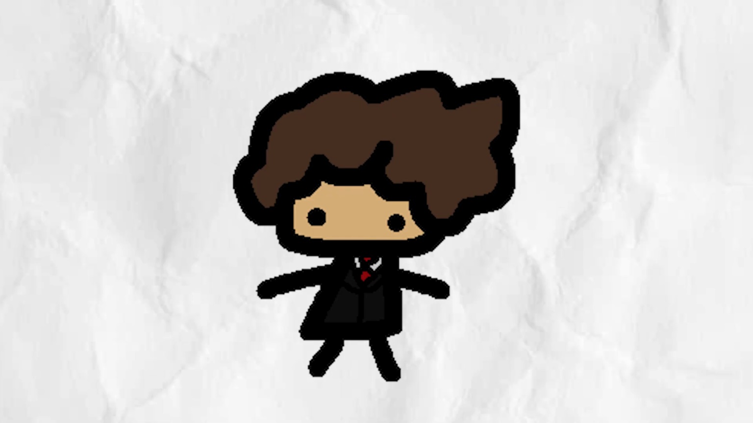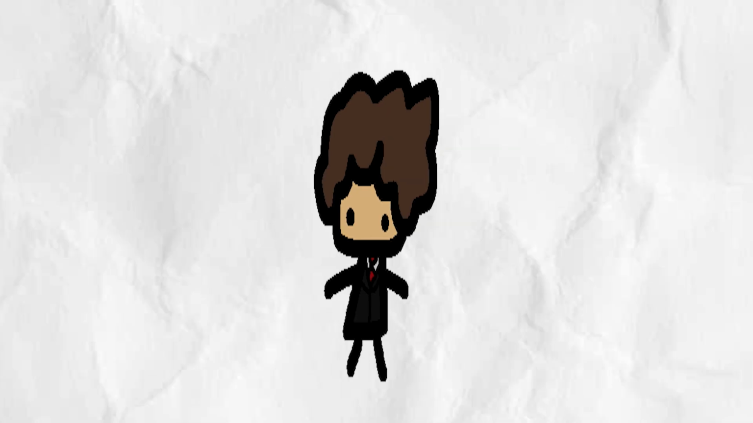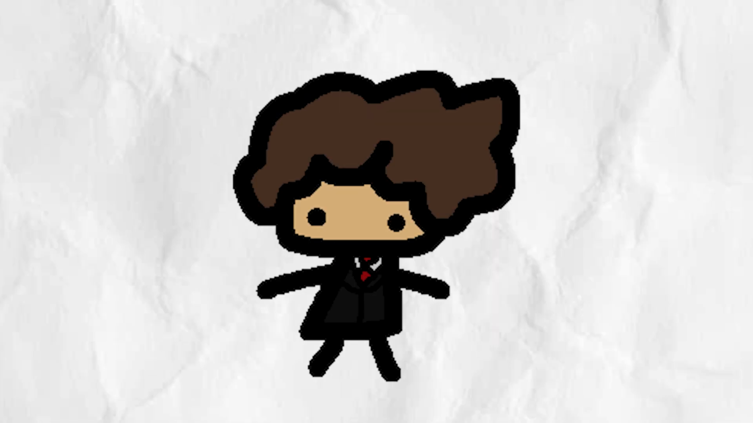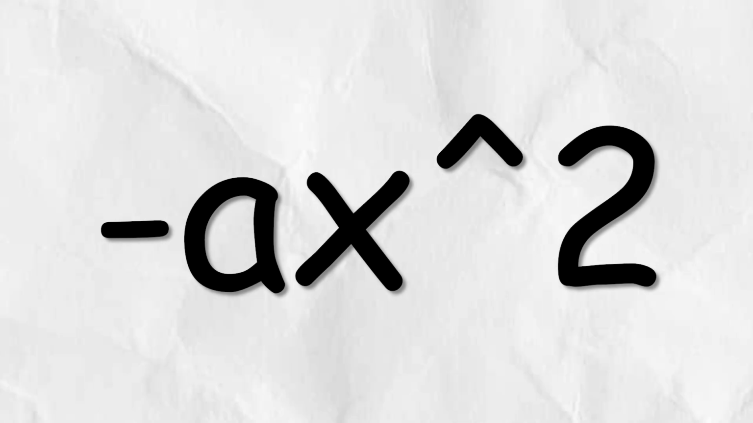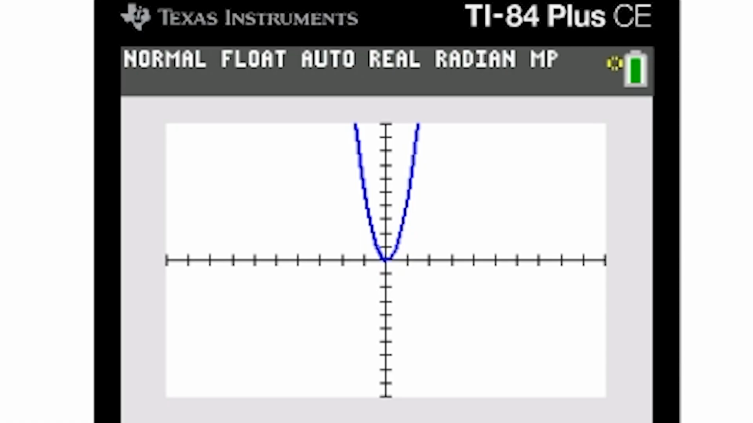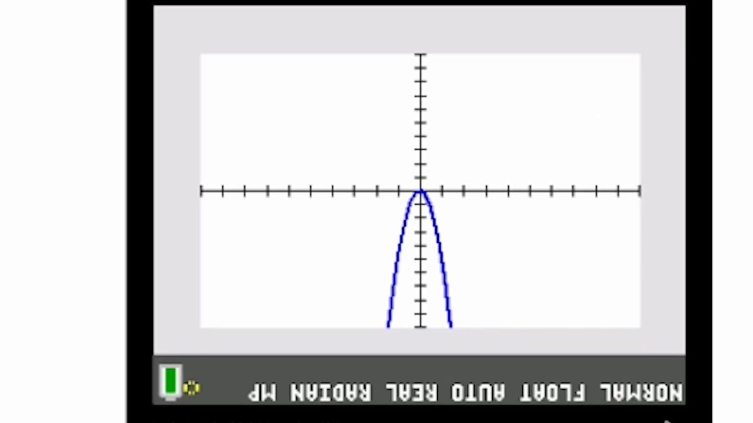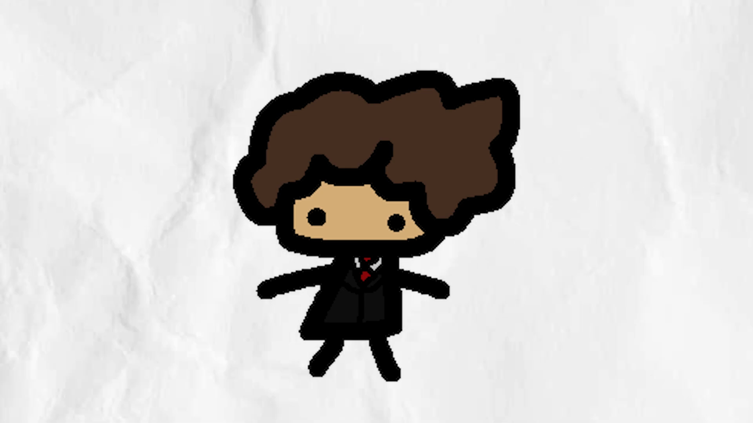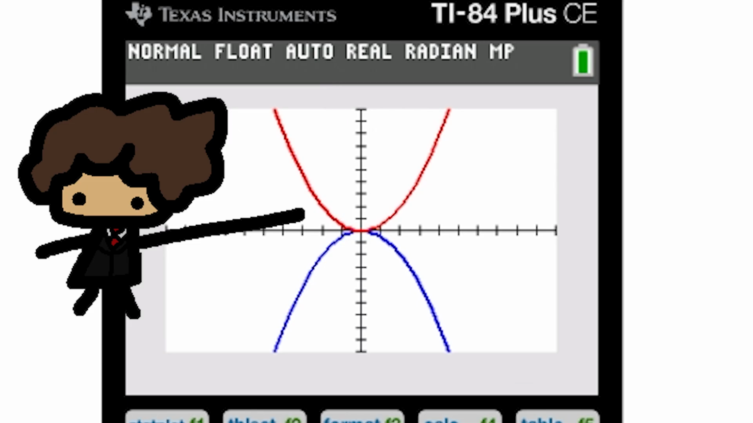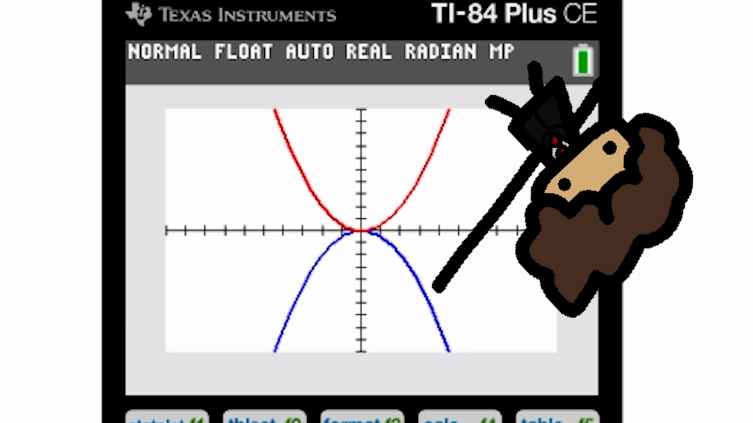Now the last thing that you'll need to know about this compress and stretch stuff is negative quadratics. Pretty much, if there's a negative on your coefficient, whether it's like 5 or 0.5, that'll flip it over the x-axis. So if it's pointing up, for example, look, I'll just type it in. This is how it'll look while it's pointing up, and this is how it would look if it's a negative, which will make it point down.